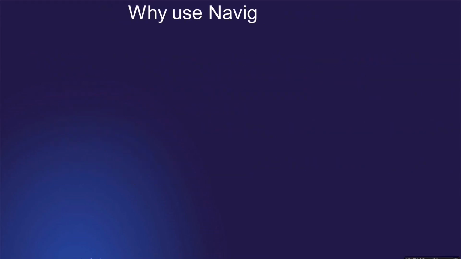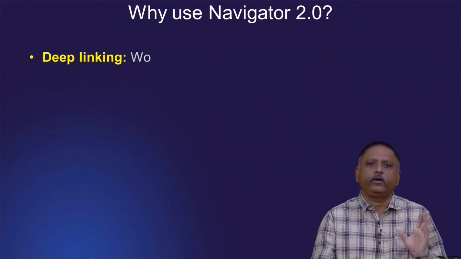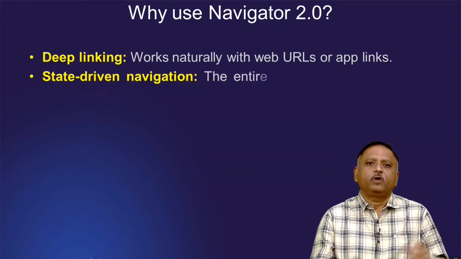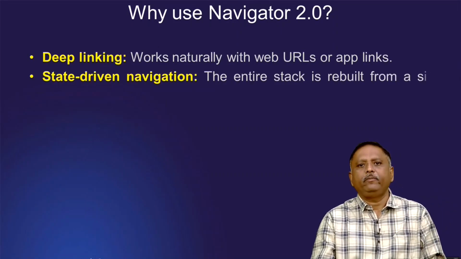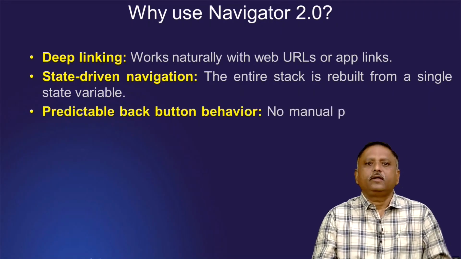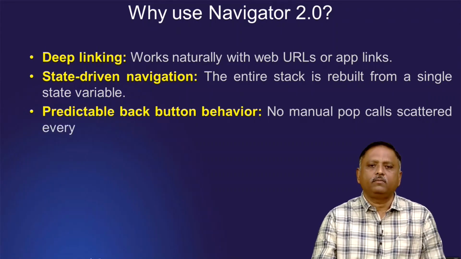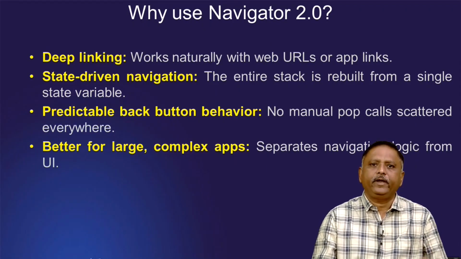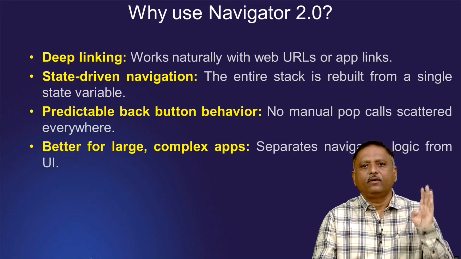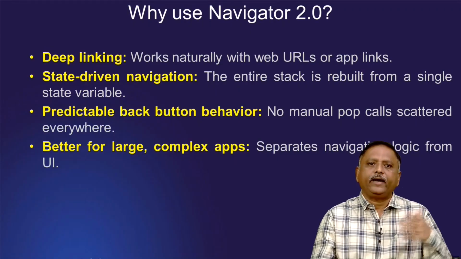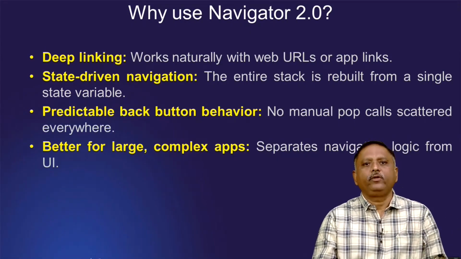Now let us understand why use Navigator 2.0. First, deep linking, which works naturally with web URLs or app links. Second, state driven navigation, where the entire stack is rebuilt from a single state variable. Third, predictable back button behavior, so no manual pop calls scattered everywhere. And fourth, it is better for large and complex apps. It separates navigation logic from the user interface.